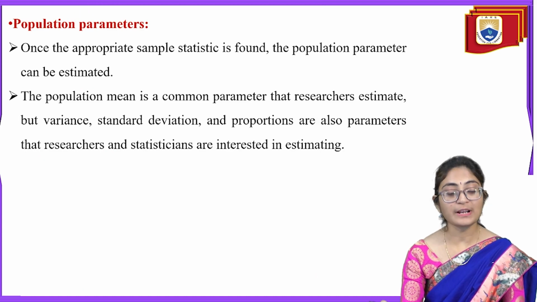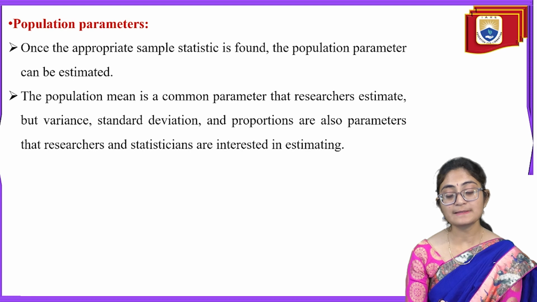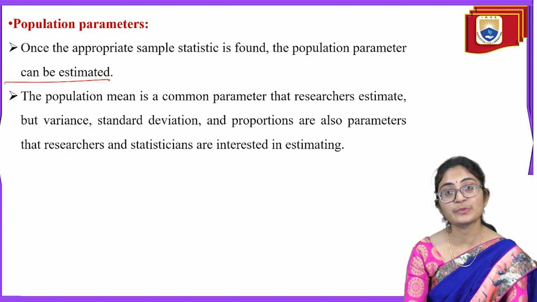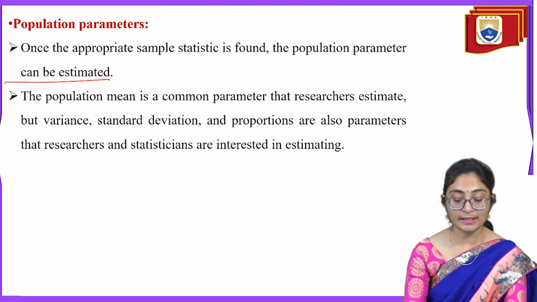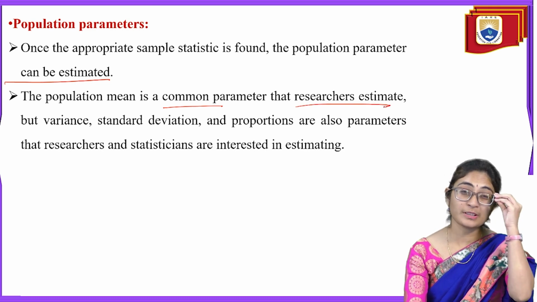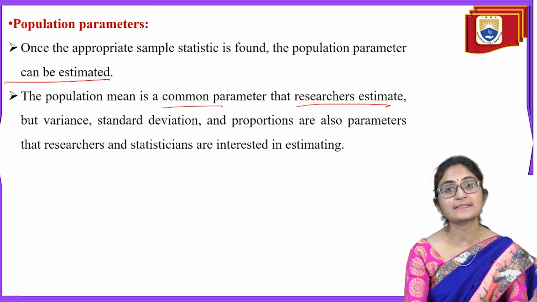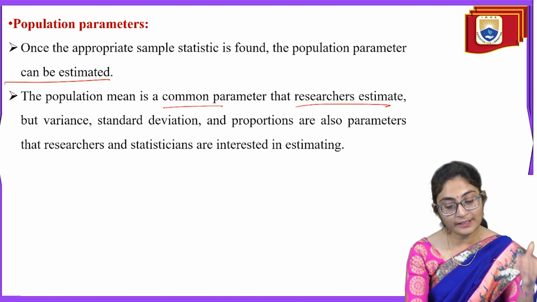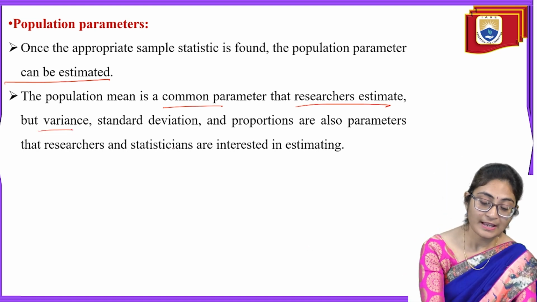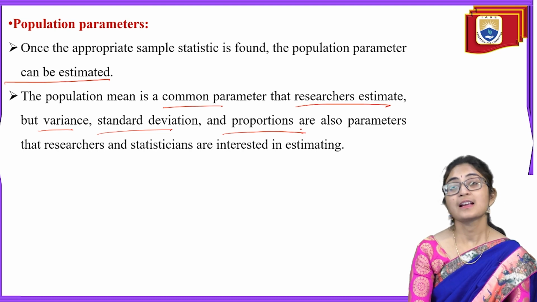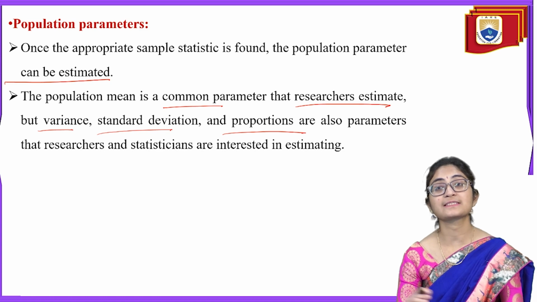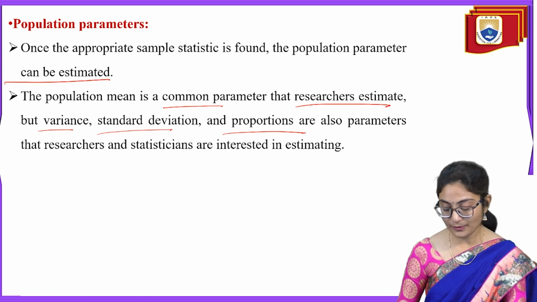Now, population parameters. Once the appropriate sample statistic is found, the population parameter can be estimated. The population mean is a common parameter that researchers estimate. Every time there is a need to estimate the population mean. But variance, standard deviation, and proportions are also parameters that researchers and statisticians are very interested in estimating.